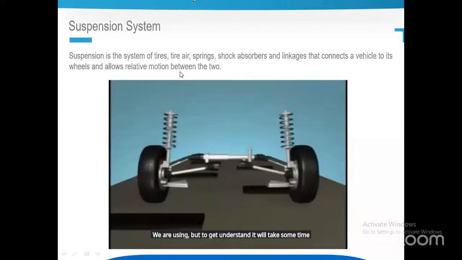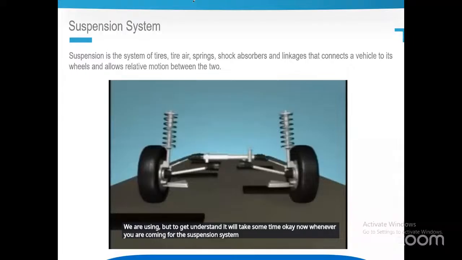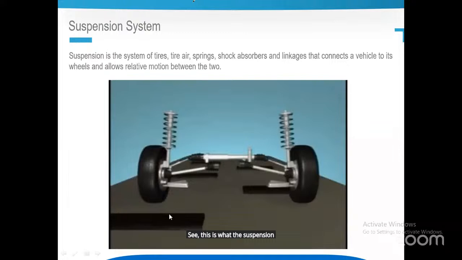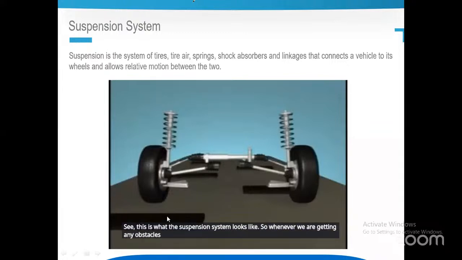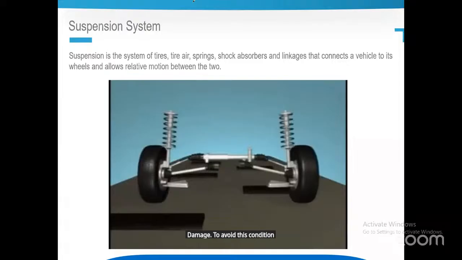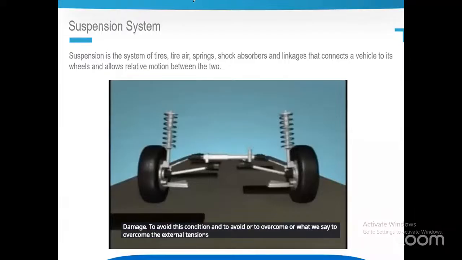Now, coming to the suspension system, we'll have springs and shock absorbers with proper linkages. See, this is what the suspension system looks like. Whenever we get any obstacles on the road, imagine if we don't have suspension: the vehicle body will lean down towards the ground, it will not bounce back, and the body of the vehicle will get damaged. To avoid this condition and to overcome the external tensions that occur while we are driving, we use the suspension system.